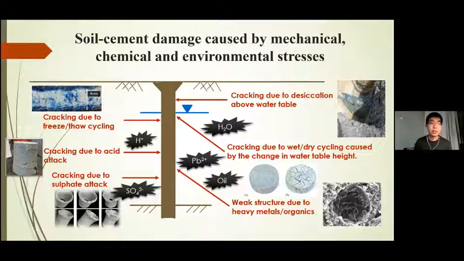In addition to these environmental stresses, we also have chemical attack in some polluted sites. For example, cracks can be caused by acid attack, by sulfate attack, and also some heavy metal and organic contaminants can make the soil and cementitious matrix have a weak structure, which is also bad for the serviceability of the cut-off wall.